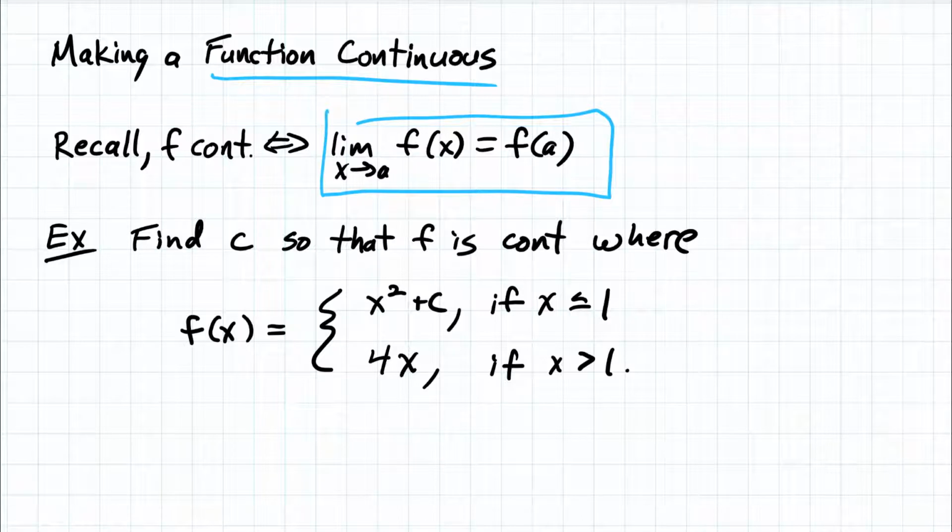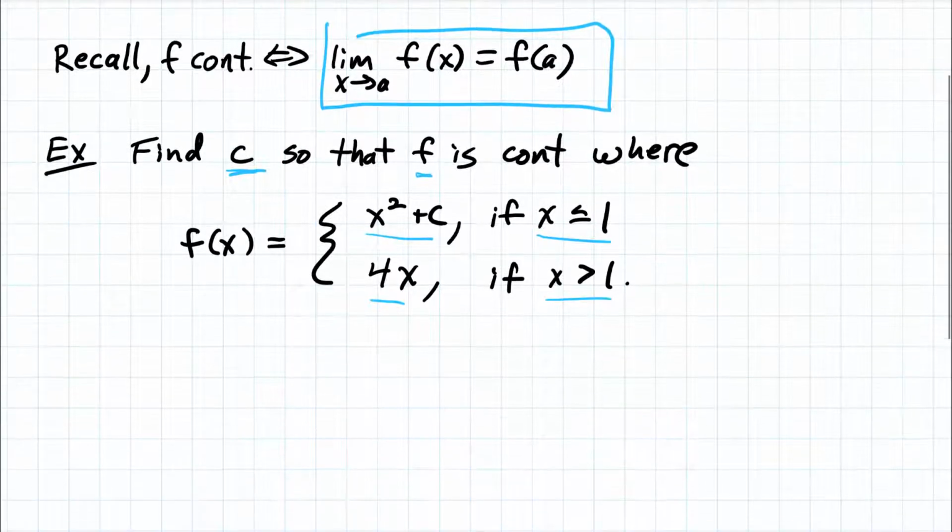All right, so our example here is to find the constant c so that the function f is continuous, where f is x squared plus c when x is less than or equal to 1, and it's 4x when x is bigger than 1. Now, if you stay away from 1, then if you're less than 1, you're just x squared plus c, and that's continuous because x squared is continuous. And if you're bigger than 1, then 4x is a continuous function, so it's continuous there.